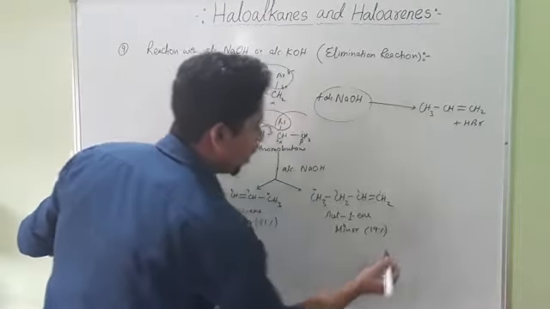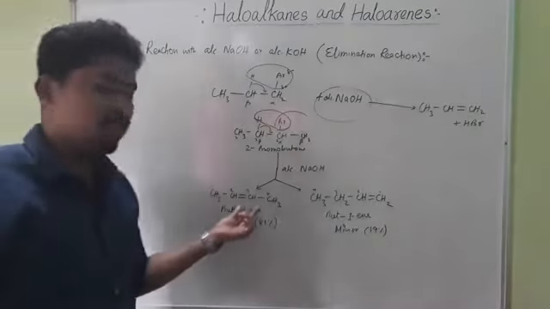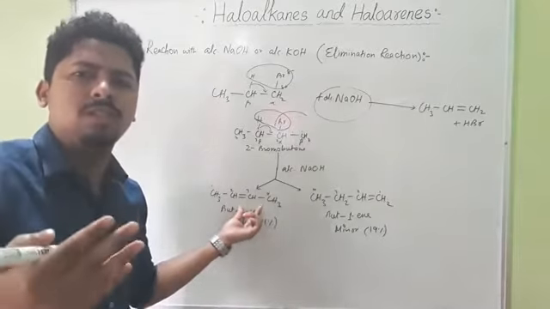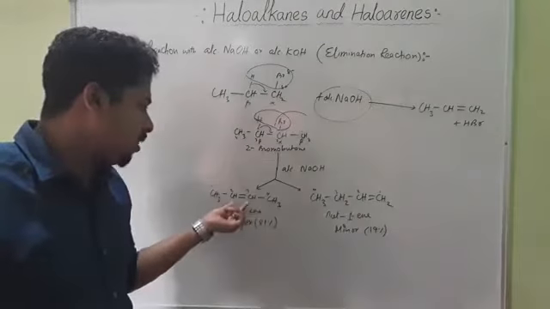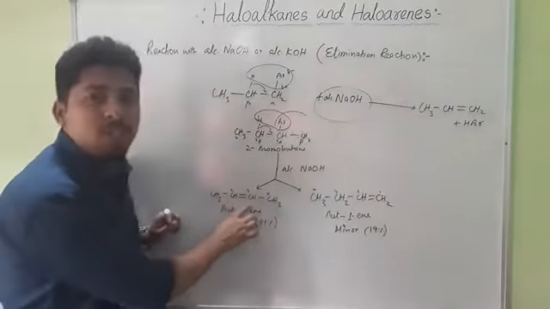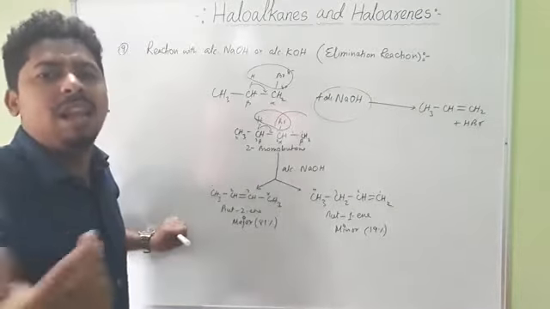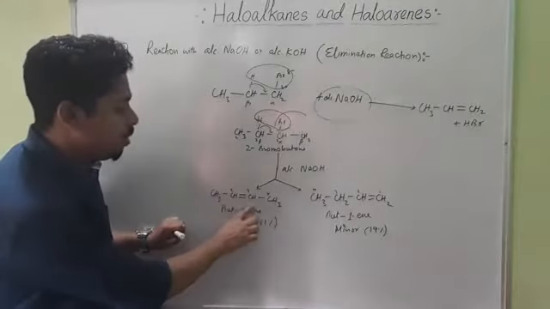Because this molecule is more substituted. Now the question comes: what does more substitution mean? Here you see, in this alkene bond CH=CH, more substitution means less number of hydrogen. Here you see, in this alkene bond we have two hydrogen.